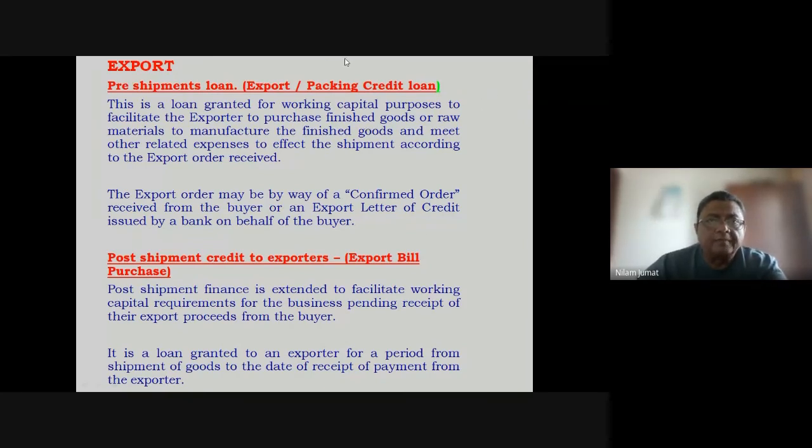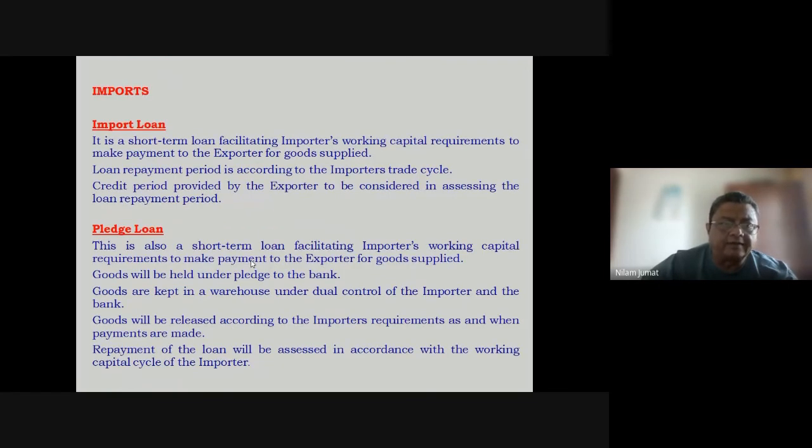This is for pre-shipment, right? Pre-shipment loans for export. Then you get post-shipment loans. Like I told you, the ship has gone with the goods. Now you get a period of, say, 60-90 days for the importer to pay. But in the meantime, the exporter wants the money, right? That is what you call post-shipment credit. After shipping the goods, you give him a loan, pending money from the importer. That's what you call that, right?